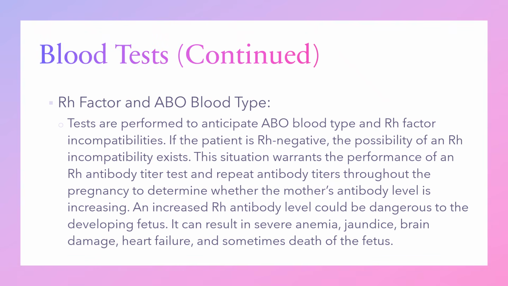RH factor and ABO blood type. These tests are performed to anticipate ABO blood type and RH factor incompatibilities. If the patient is Rh negative, the possibility of an Rh incompatibility exists. This situation warrants the performance of an Rh antibody titer test and repeat antibody titers throughout the pregnancy to determine whether the mother's antibody level is increasing. An increased Rh antibody level could be dangerous to the developing fetus. It can result in severe anemia, jaundice, brain damage, heart failure, and sometimes death of the fetus.